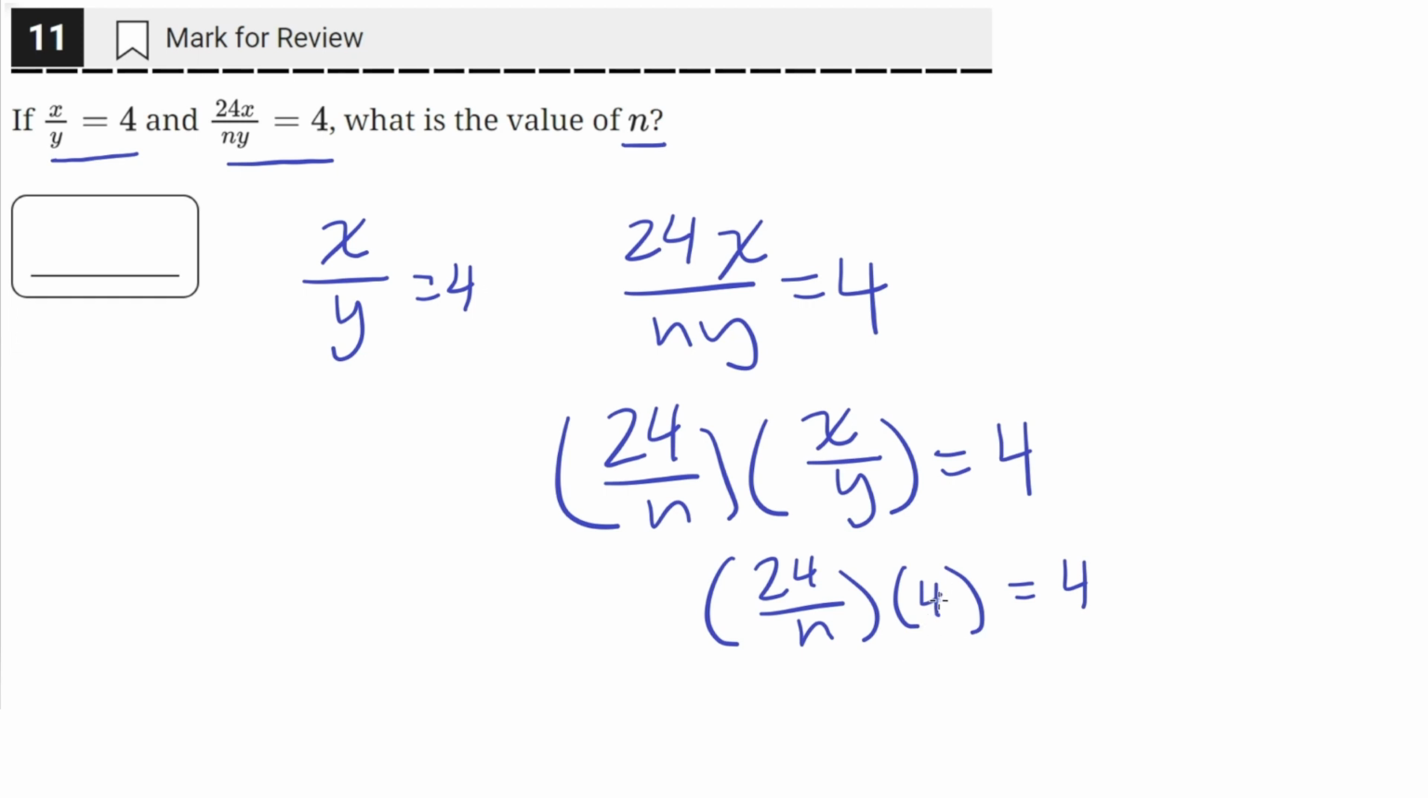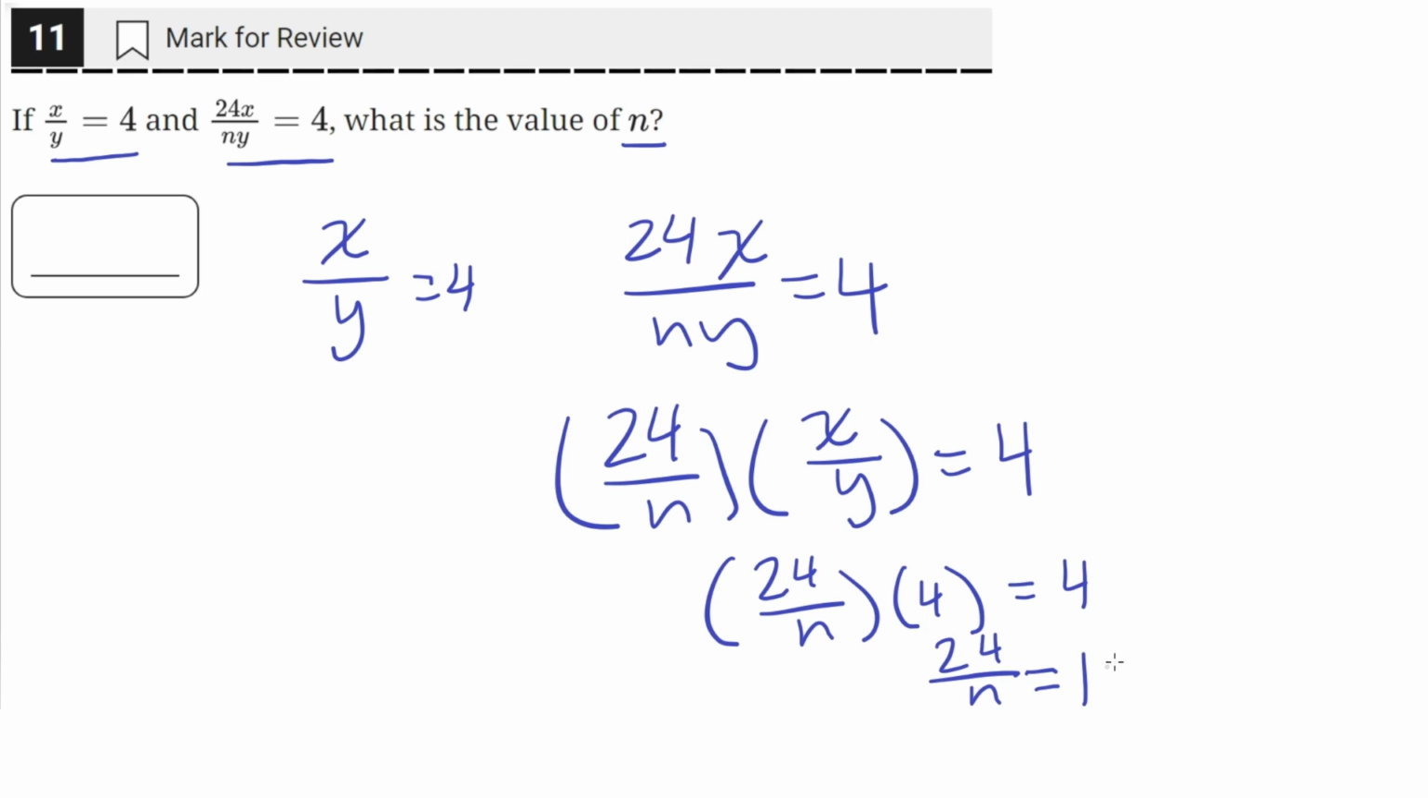Okay, so now we want to solve for the value of n, so let's isolate for n. Let's divide both sides by 4. So that'll cancel out this 4. So we'll be left with 24 over n, which is equal to 1. Because 4 divided by 4 is just 1, and 4 divided by 4 on this side is just 1.